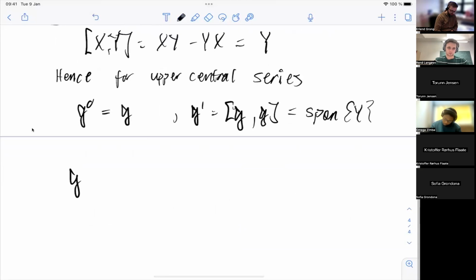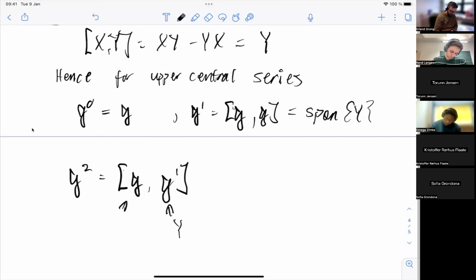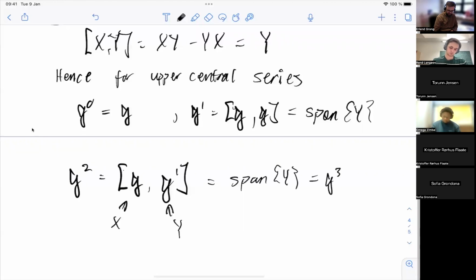However, if we do now G2, that will then be G times G1. Well, here we have Y, and here we have X. So again, we get the span of Y. And this is true for G3, G4, and so forward.